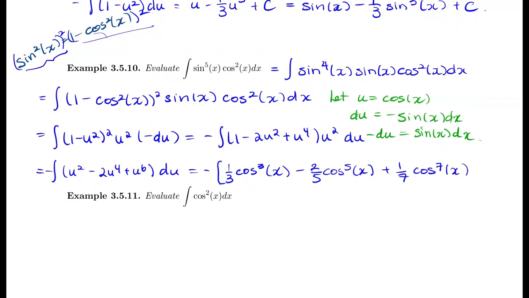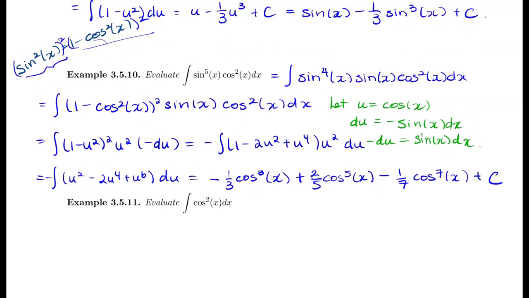And I'm also going to apply the negative sign as well. So this is going to be a negative, and then the second term is going to be positive. The last term is negative. And don't forget the plus c as well.